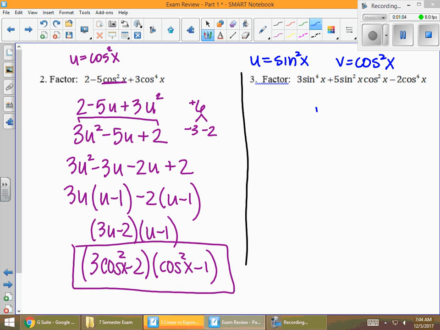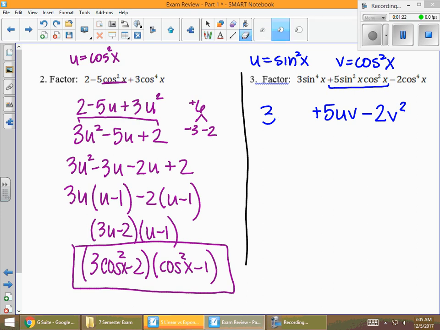So the really easy substitution here is that this middle term becomes 5uv. Cosine to the 4th is going to become v squared, and sine to the 4th is going to become u squared. I almost just wrote sine to the 4th, of course. Now that looks like a little bit of a nasty problem, but it's not so bad.